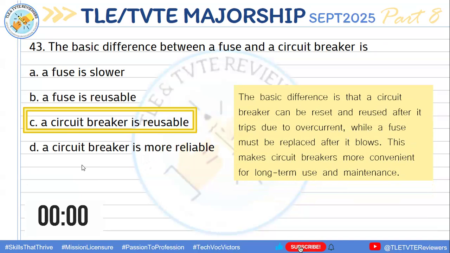For letter A, a fuse is slower. This is incorrect because fuses typically react faster than circuit breakers. Letter B, a fuse is reusable. Still incorrect because fuses are single use devices. Once blown, they must be replaced. And letter D, a circuit breaker is more reliable. Still incorrect because both can be reliable when used appropriately. Reusability, not reliability, is the key difference. So the answer here is letter C, a circuit breaker is reusable.